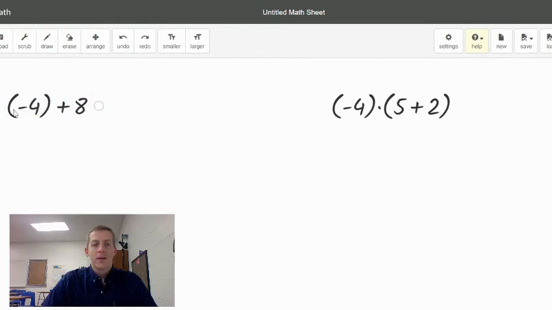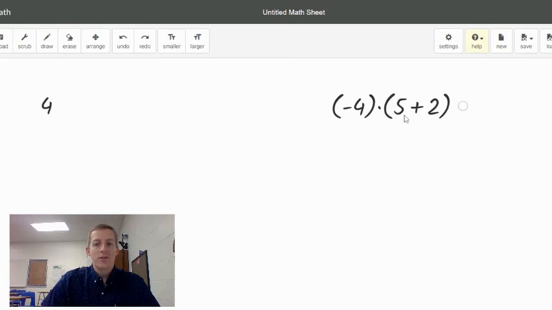So if it will let me, there we go. It's still going to be 8 plus, but make sure that you still have your negative 4 connected to that 4. So now I can combine them, and we get 4. What about multiplication?